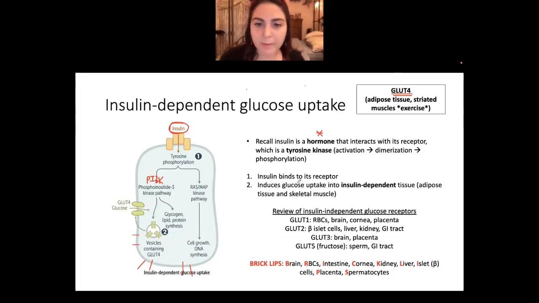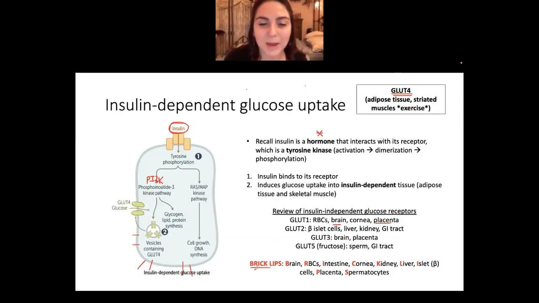Okay. And then remember your insulin independent glucose receptors. These are all the receptors in the rest of the body that work without insulin. So it does not matter if you have insulin there, the body's still going to be uptaking glucose. And this is in places where you would expect, oh, if I don't have insulin, I'm not going to die. So it's the brain, that's a big one. The placenta, big one. Red blood cells, cornea, your islet cells, liver, kidney, GI tract, sperm.